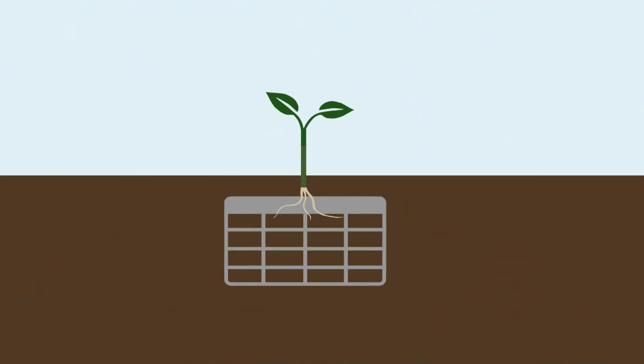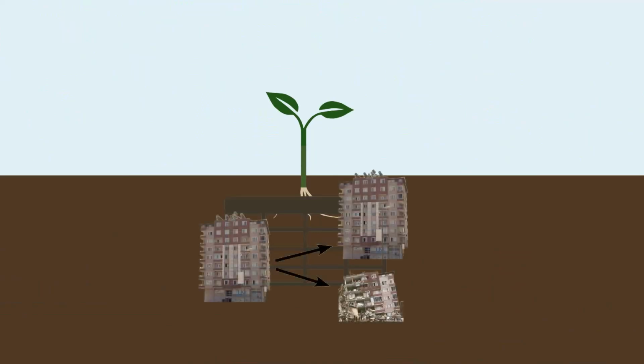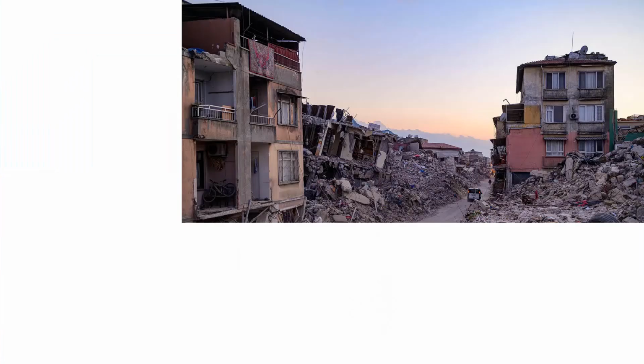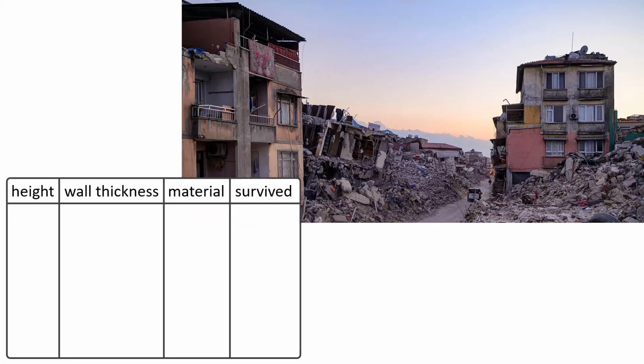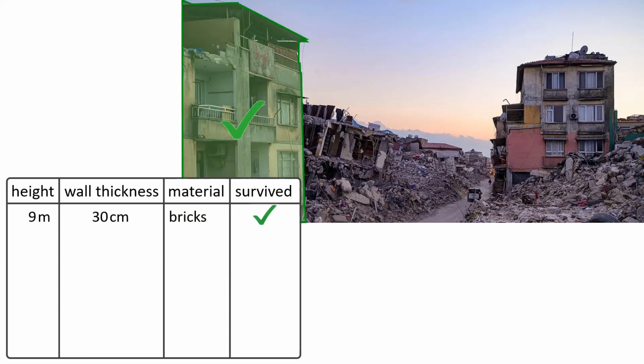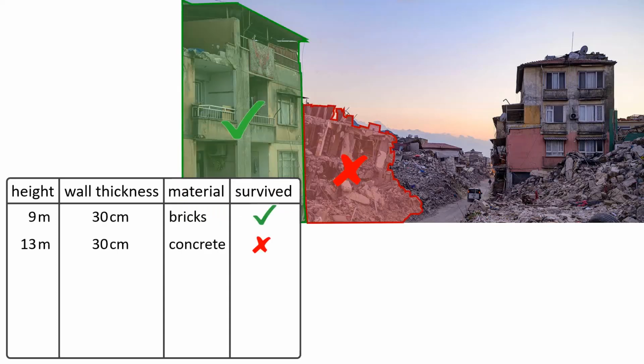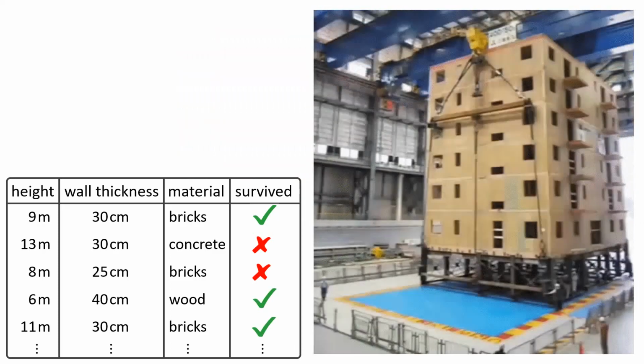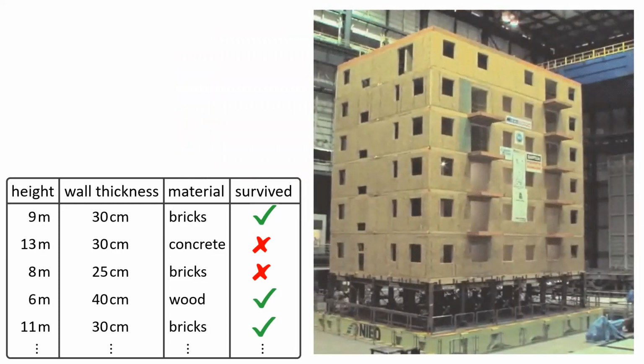To, for example, determine if a building will collapse in an earthquake or not, a structural engineer would first need to obtain a dataset on collapsed buildings. You can get such a dataset, for example, from a site that has been devastated by an earthquake. We can go around, look at each building, and record things like its height, the wall thickness, what material it is made of, and whether it survived the earthquake or not. Alternatively, we could get such a dataset from experiments.